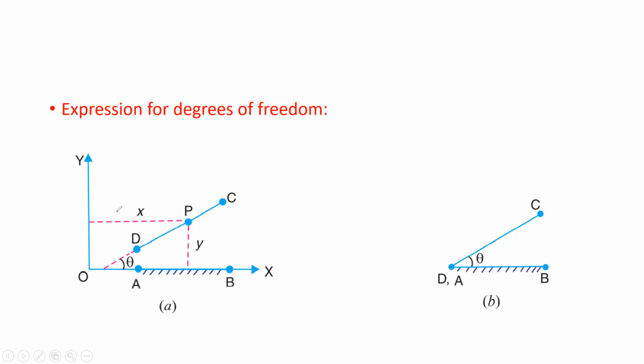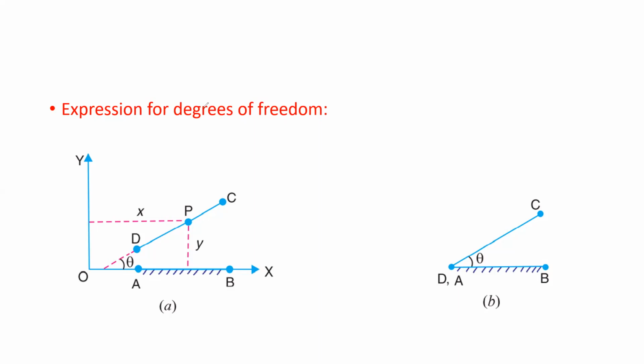Now I ask you to locate the link CD completely, or to locate any point on the link CD, that is point P, completely. Where is its exact position? To completely locate this link CD, which parameters do you need to know?